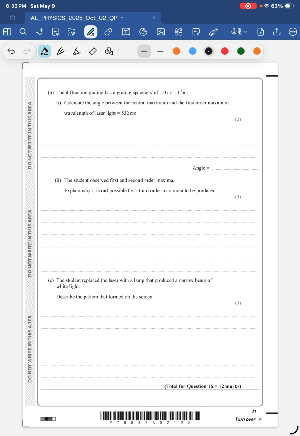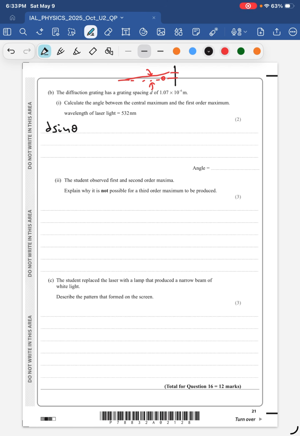B. The diffraction grating has a grating spacing d of 1.07 times 10 to the negative 6 meters. Calculate the angle between the central maximum and the first order maximum, and the wavelength of laser light is 532 nanometers. Okay, so we have to use d sine theta, because you will have a central maximum, and then the first maximum will be over there, so we need to find that angle pretty much.